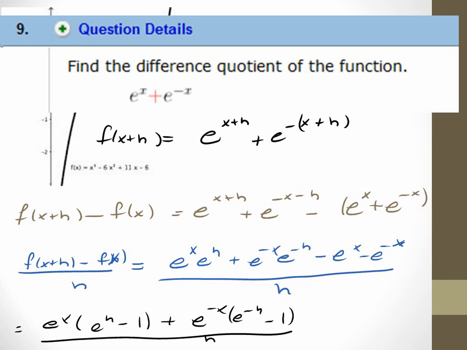And I took an e to the minus x out of the left here. E to the minus x times e to the minus h. This first term, e to the minus x times minus 1, is this second term. So I just grouped the first and third terms together, and the second and fourth terms together. It doesn't get me anywhere. Usually with these problems something cancels, but nothing cancels.